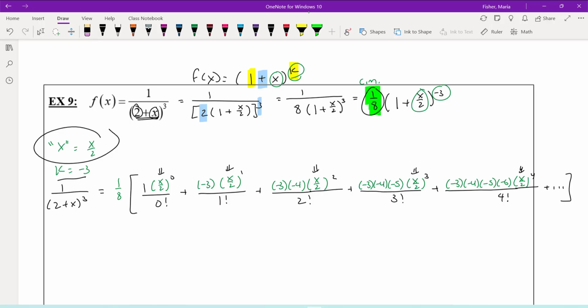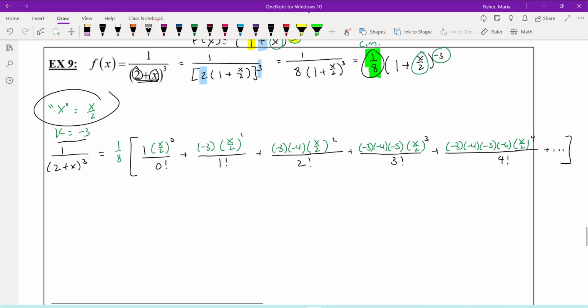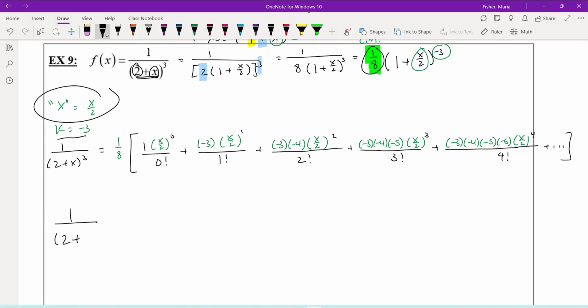Just like last time, we have to figure out what this formula is. So what is the formula that matches this? Well, I notice that I have that n factorial again, right? 0 factorial, 1 factorial, 2 factorial, 3 factorial, 4 factorial. So I notice I have that n factorial. What else do I notice?